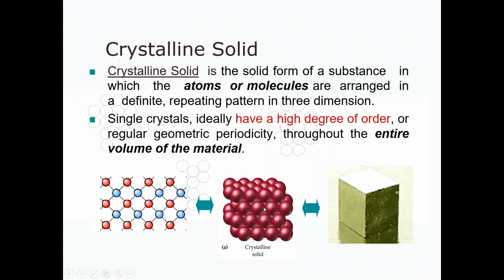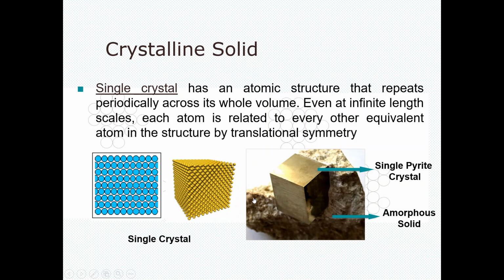Remember, single crystals ideally have a high degree of order, or regular geometric periodicity, throughout the entire volume of the material. Again you can see this periodicity here, not only here but also here. Let me explain further. A single crystal has an atomic structure that repeats periodically across the whole volume. Even at an infinite length scale, each atom is related to every other equivalent atom in the structure by translation symmetry. So what is meant by translation symmetry?